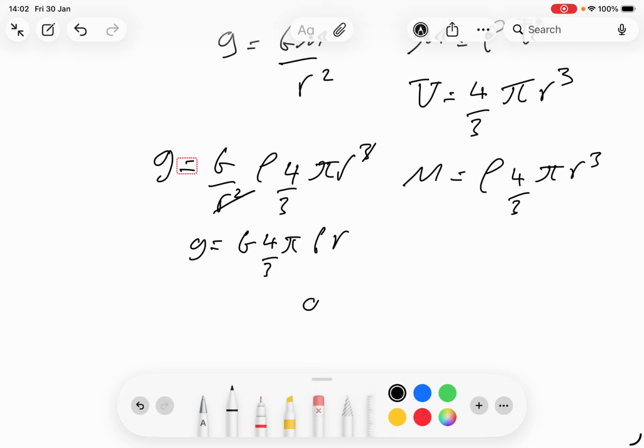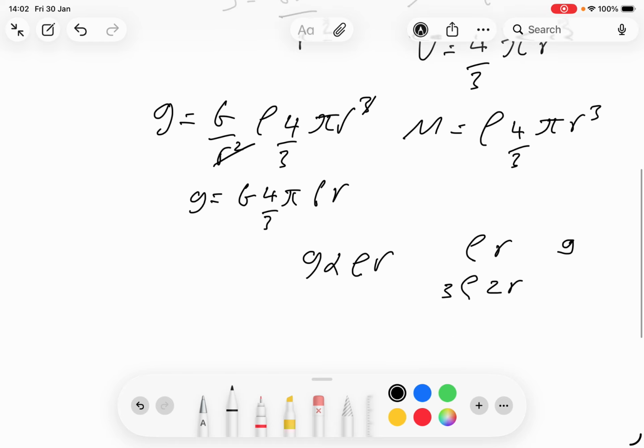But that relationship, g is proportional to rho, density, times r, has cropped up in quite a lot of multiple choice questions. And once you understand it, it's much simpler to do your question. So if on a certain planet, density rho, radius r, we have a field strength g, what would the field strength be on a planet made out of material 3 times the density, twice the radius? So that's just 6 rho r. So you get 6 times the field strength.